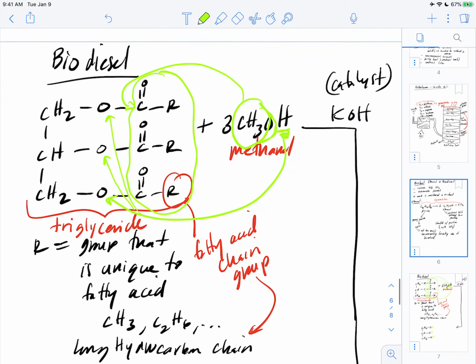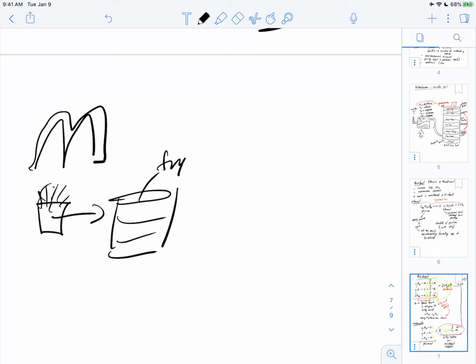And so to summarize, we take a fat, a very commonly found triglyceride, so it can be anything. So if we do a little story here, story time. We have McDonald's, and they make all their French fries. But in doing so, they have tanks and tanks of fryer oil, I'm not sure if it's a Y or an I, we're going to say it's an I, that they're just going to put in the trash.